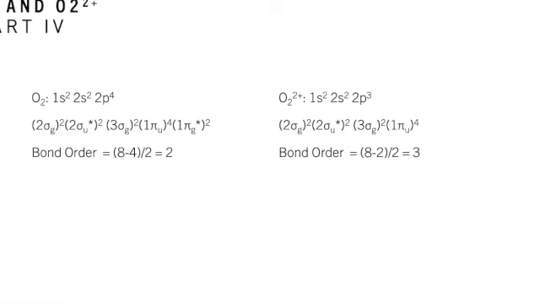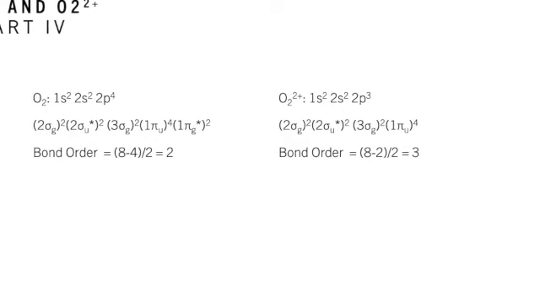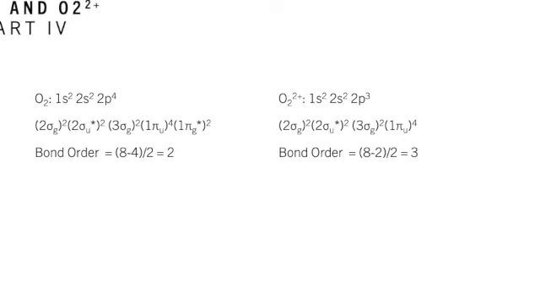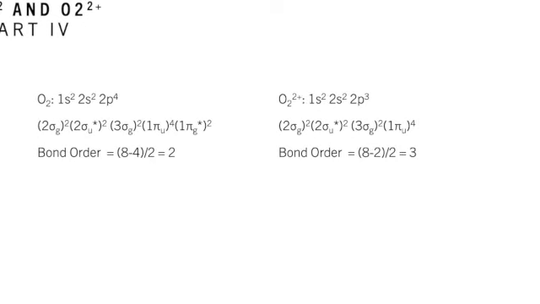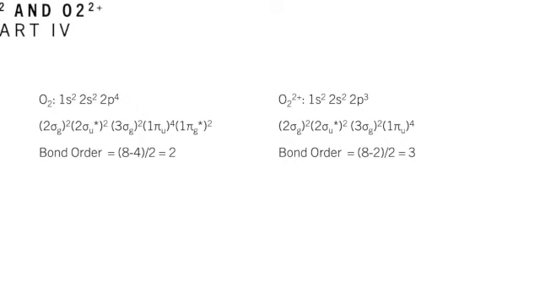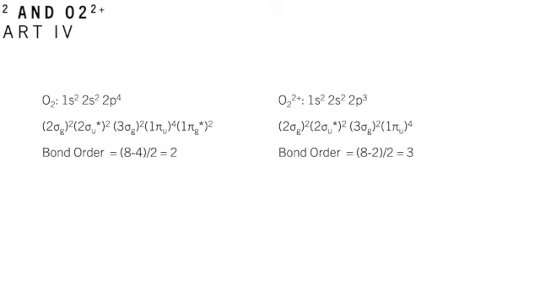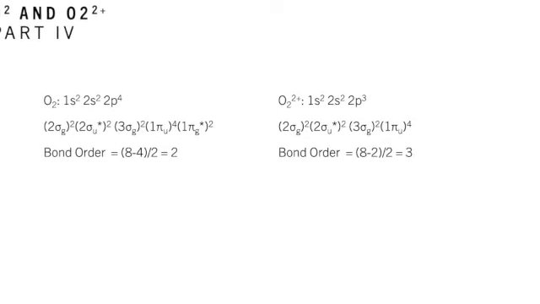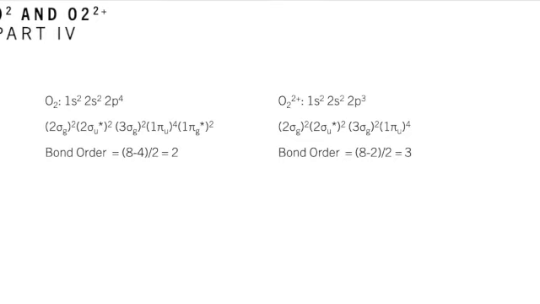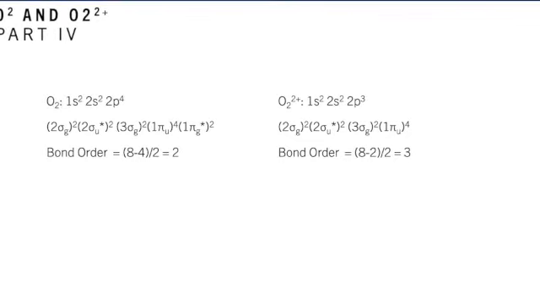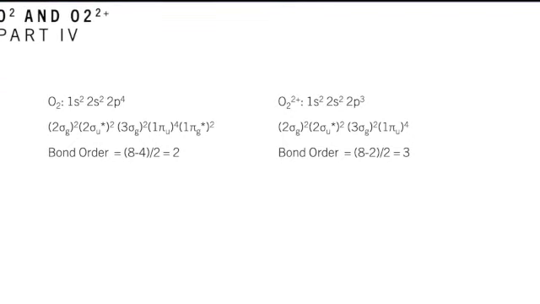Here is a comparison of oxygen and O2 2+. Here the electron configuration has decreased by 1 due to a loss of 1 electron from each oxygen. This means that both electrons are lost from the 1πg* molecular orbital of the O2 molecular orbital diagram to get the O2 2+ molecular orbital diagram.